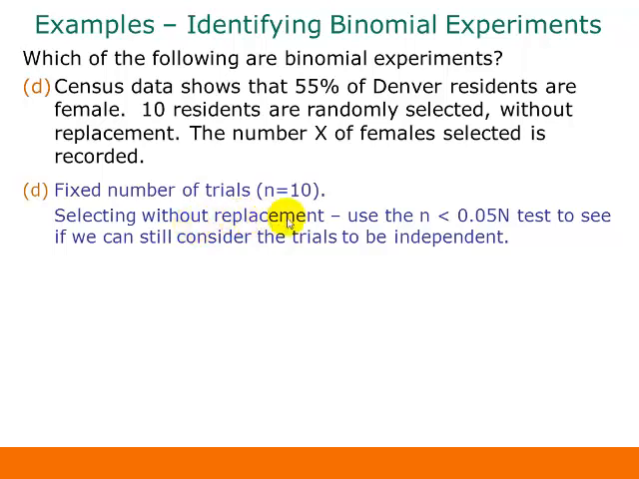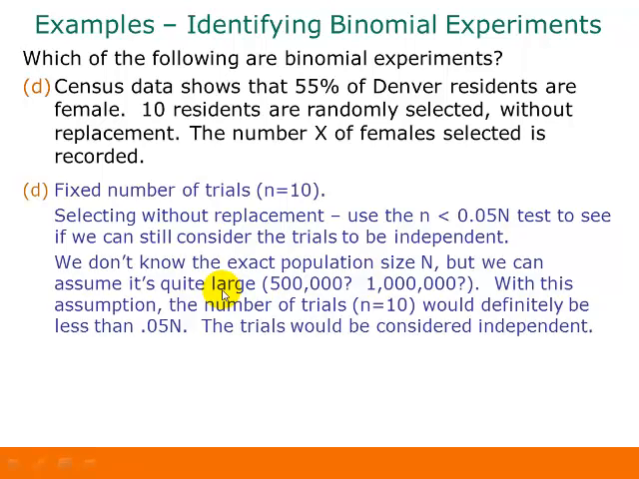Again, we're selecting without replacement, so we have to do this test to see if we can still consider our trials to be independent. This time, because our population is Denver residents, we don't know the exact population size N, but we can make some assumptions here. If we have any idea what the population of Denver is, we know it's pretty large. Is it 500,000, 1 million? It's something pretty large. We can make that assumption. And our number of trials is only 10, so this would definitely be less than 5% of our population size.